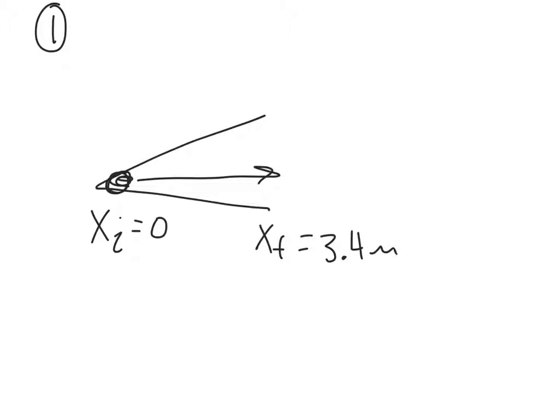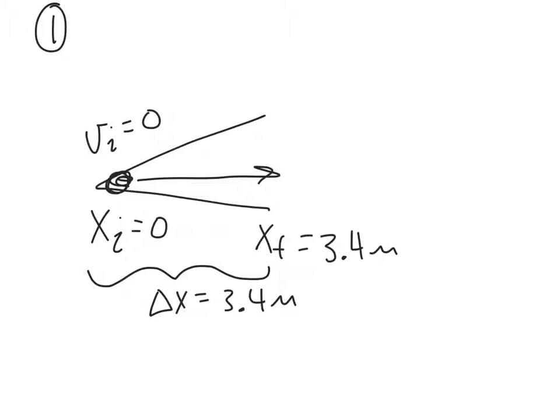And when you let the slingshot go, the final position before it leaves the slingshot is x final, which is equal to 3.4. So you can say that your delta x is equal to 3.4. That's simply x final minus x initial. Your velocity initial before you let the balloon go, of course, is 0. Your final velocity when you let the slingshot go is 19.2 meters per second.